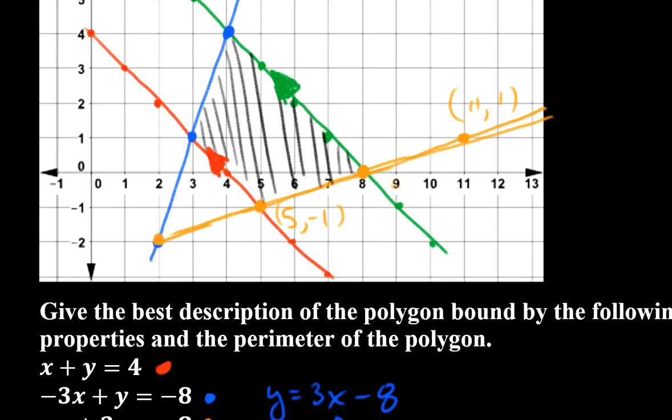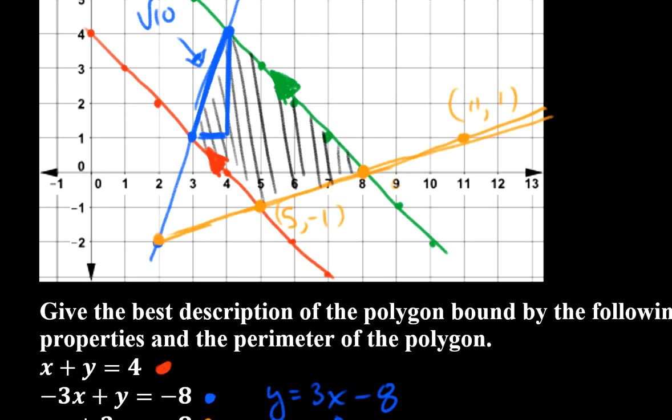Oh, and there's one more thing that I know. If I look at this, I can see this is 3 by 1, right? So this piece right here is 3 squared is 9 plus 1 squared is 1. This is the square root of 10. That's the length of this side.